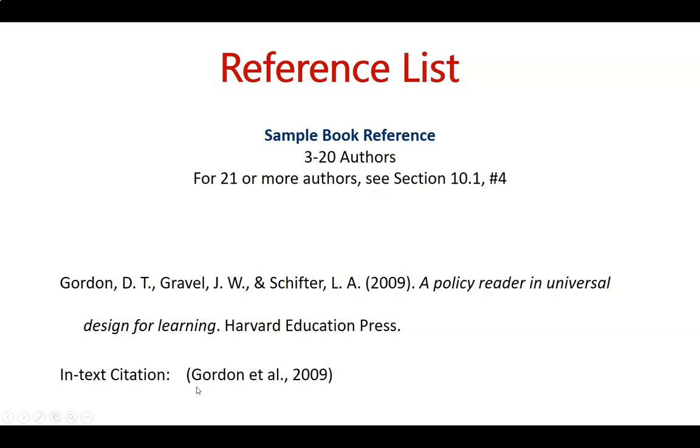If you have 3 or more authors that are shown in a reference, and you're going to be using an in-text citation, you are going to only show the first author's last name, Gordon, and then use et al., meaning and others. And notice et al. has a period right here. There's no comma here. Your comma only goes between the date and the author element here.